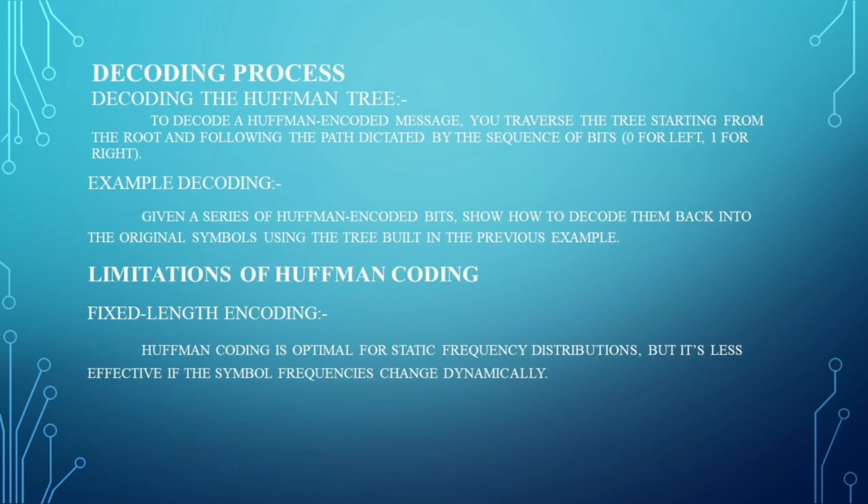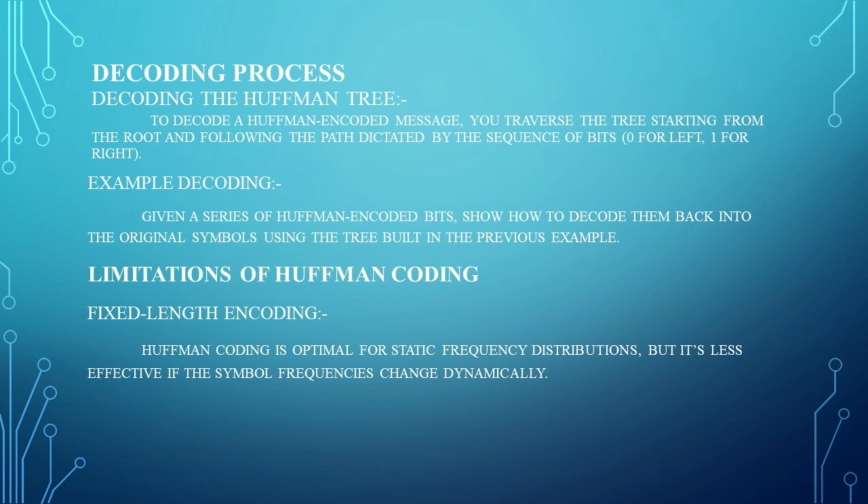Decoding process. Decoding the Huffman tree. To decode a Huffman encoded message, you traverse the tree starting from the root and following the path dictated by the sequence of bits: 0 for left, 1 for right. Example decoding. Given a series of bits, show how to decode them back into the original symbols using the tree built in the previous example. Limitations of Huffman coding. Fixed length encoding.